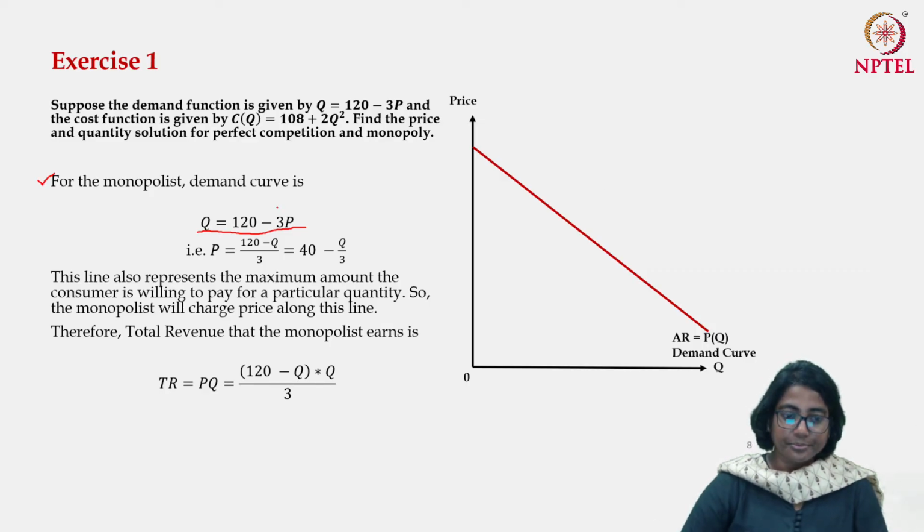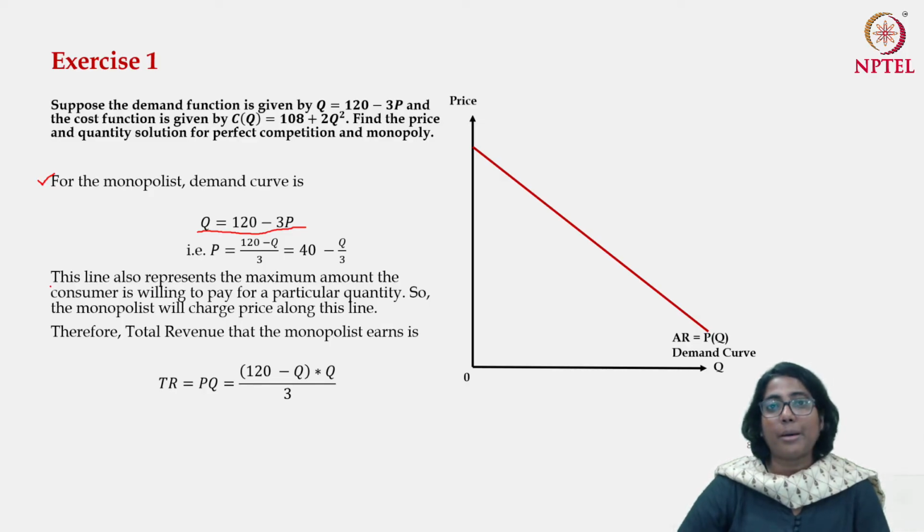Now, this is my average revenue. This also represents, as we have discussed, the maximum willingness to pay of the consumer. The amount that the consumer is willing to pay at max for any quantity is reflected in this demand curve. So the monopolist will charge the price along this line. Now we have to see where the profit maximization leads us to. So profit is again total revenue minus total cost.